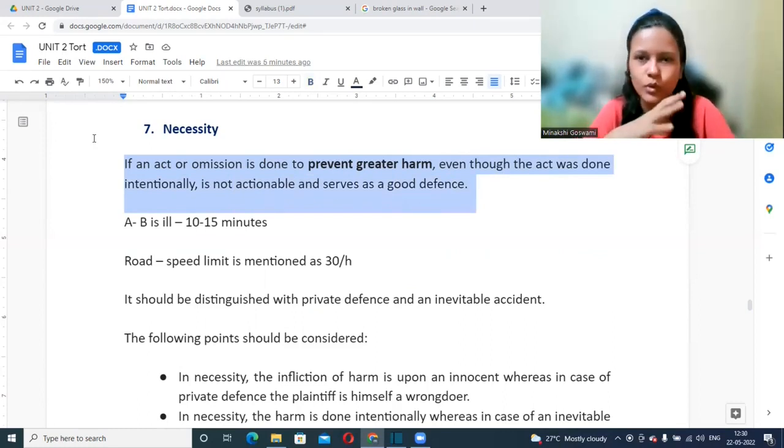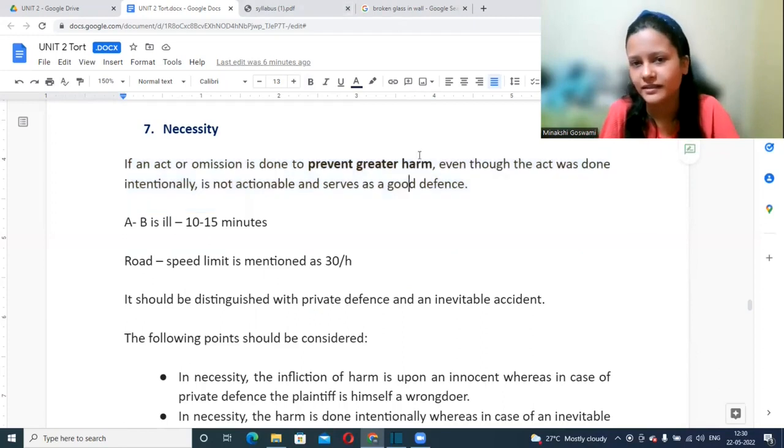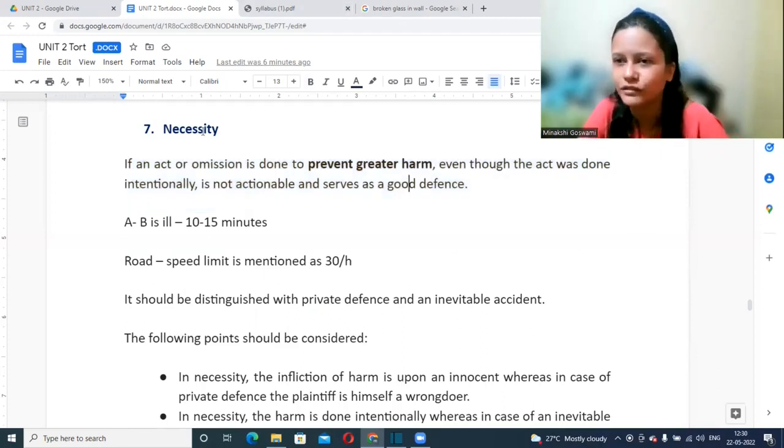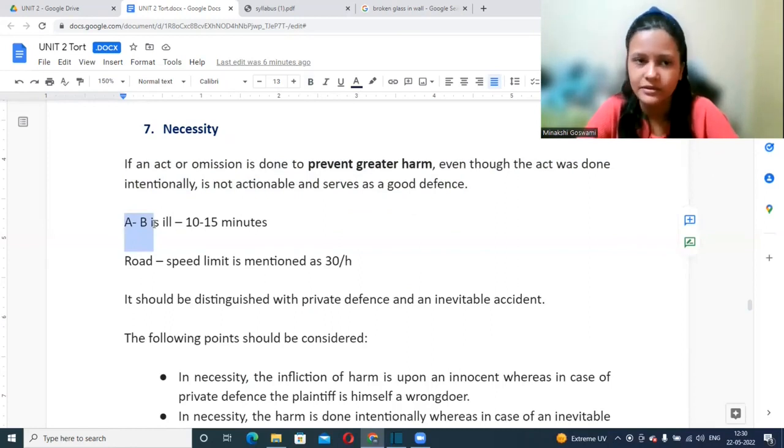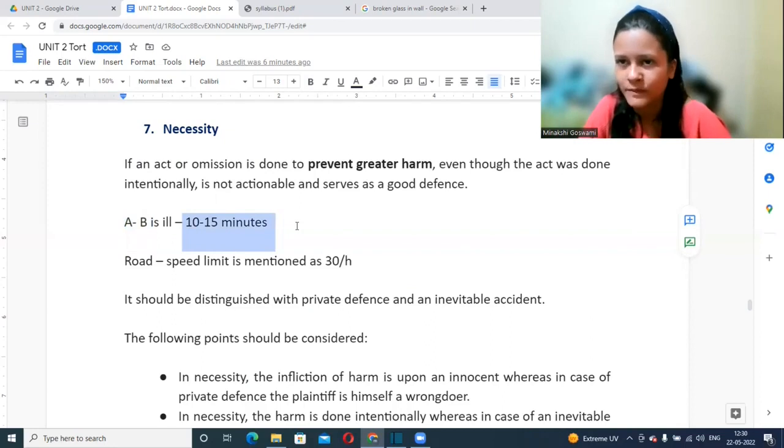If I am knowingly taking a risk, but why am I doing it? I want to prevent a greater harm. In such cases, I can give the defense of necessity. Take, for example, there are two persons in a house, A and B. And B is super sick. He is very ill. And A knows it for sure that if I am not able to take him to the hospital within the next 10 to 15 minutes, this person is going to die. His condition is so bad.